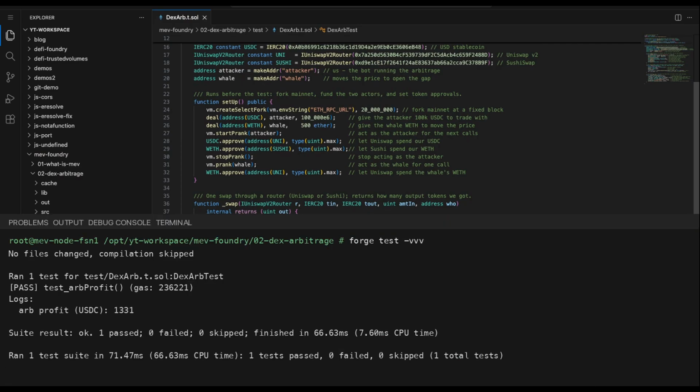Run it. It forks mainnet, compiles, and green. The test passes, and read the log. Profit: $1,331 in one transaction against the real pools. That is arbitrage reproduced from scratch on your own machine.